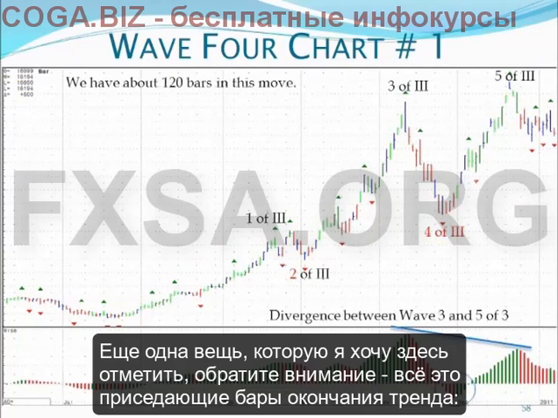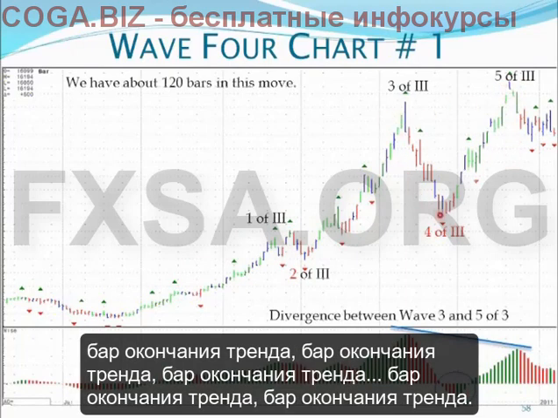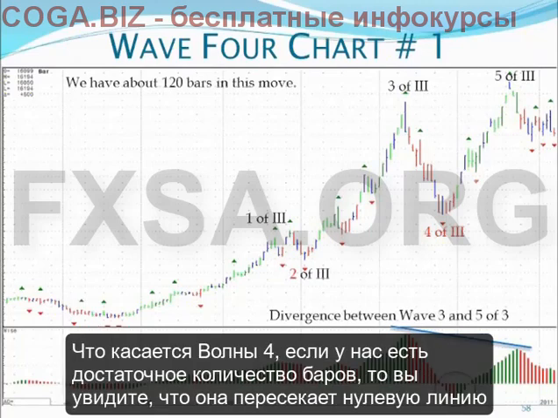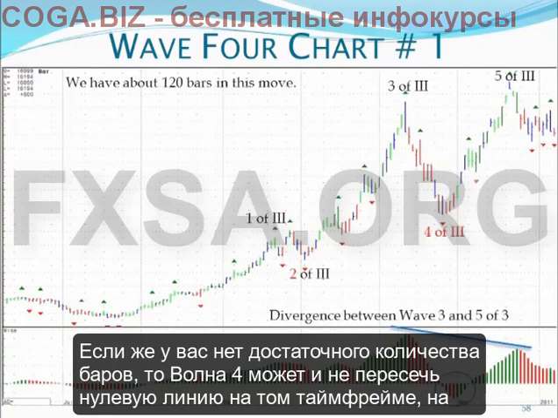The other thing I want to mention here is to notice that all of these squat bars are trend ending, trend ending, trend ending. So you can see we have a lot of trend ending squats along the way, as well as the measuring squats. But in the wave 4, when we have the correct number of bars, you are going to see it cross the 0 line without divergence within the wave 3. If you don't have the correct number of bars, then the wave 4 may not cross the 0 line on the time frame that you are looking at.